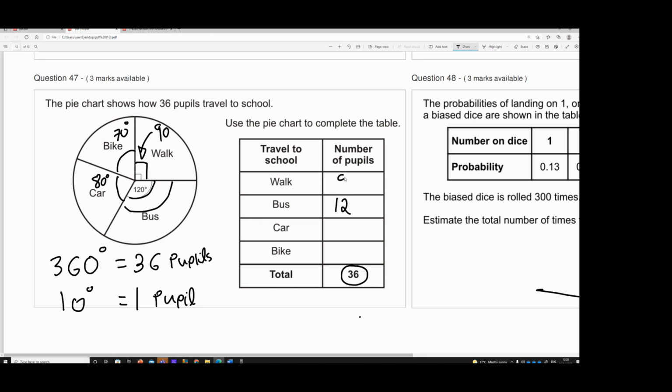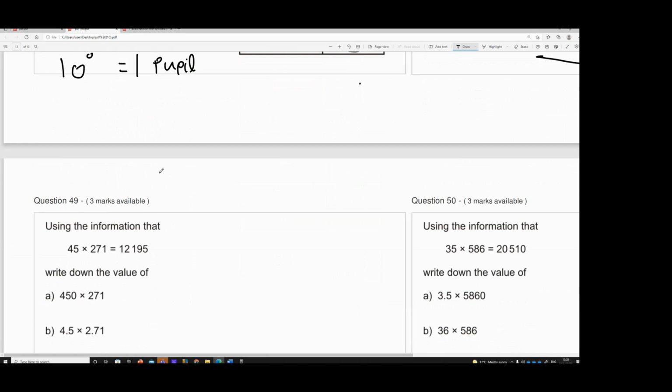Just 9. Brilliant. So we have 9. How many take the car? That's going to be 8, 80 divided by 10. Then 7 for bike. And if you add these up, they do add up to 36. So that will be a good check. Right.